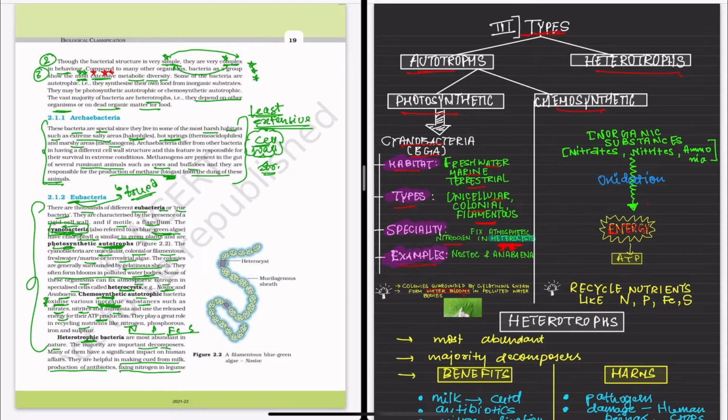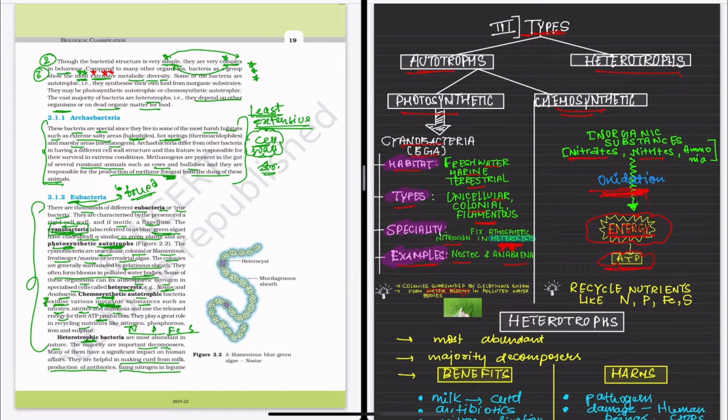And then come the chemosynthetic autotrophs. What they do is they oxidize, not reduce. They oxidize inorganic substances, and again inorganic, not organic substances, such as nitrates, nitrites and ammonia, and they create energy out of that, and then they use this energy to form ATP.